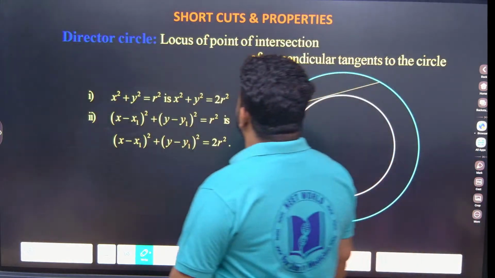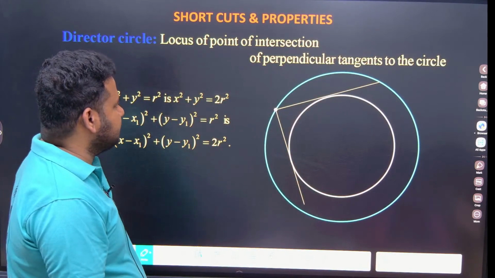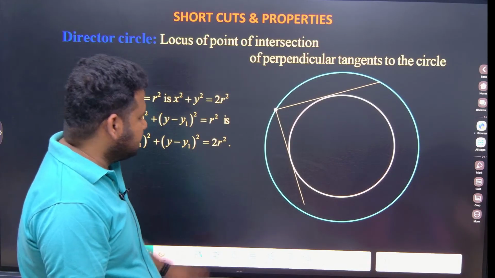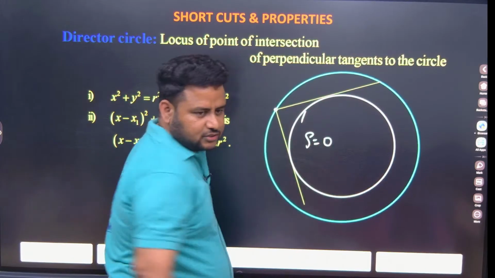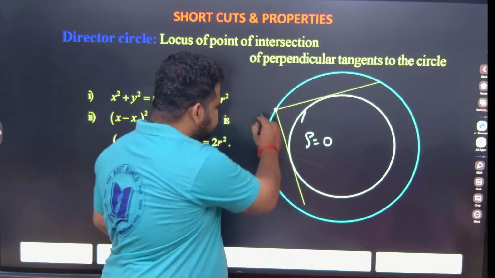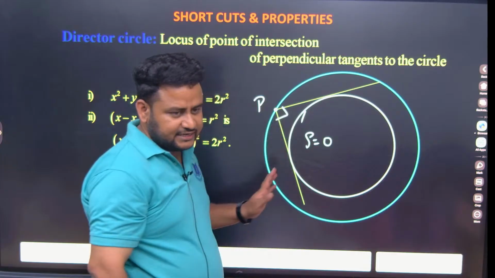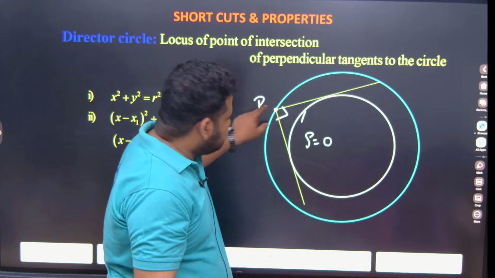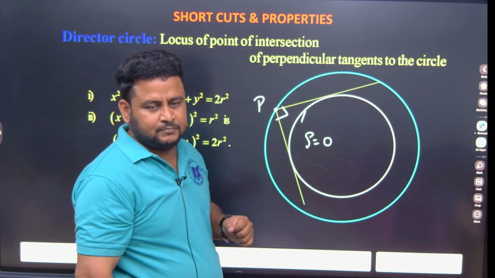Now see here, director circle, shortcuts and properties. The locus of the point of intersection of perpendicular tangents to the circle. From this circle, S is equal to 0, from this point, let this be point P, you draw tangents in such a way that these two tangents make an angle of 90 degrees. Then you keep rotating this point like this. The locus of these points forms a circle, which is called the director circle.